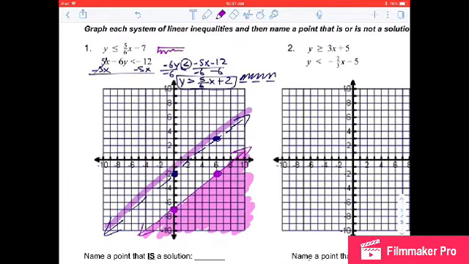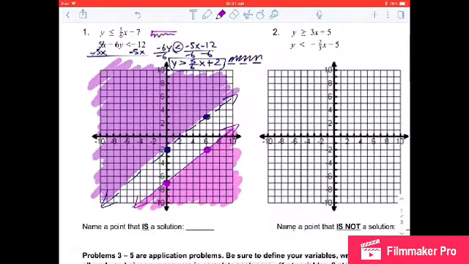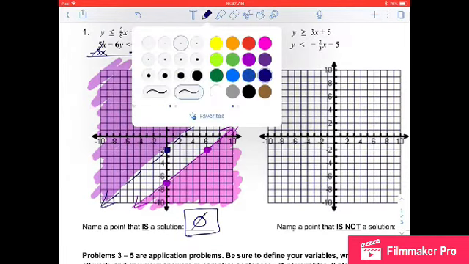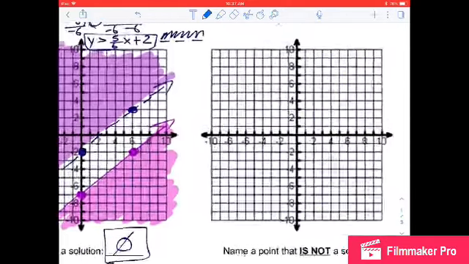And so when that happens, these two shadings do not intersect. They do not run into each other. Okay? So in that case, there is no intersection. There is no part of this that is in both shaded regions, so that would be no solution. Okay? So let's look at the second one, see if we have a solution on this one.